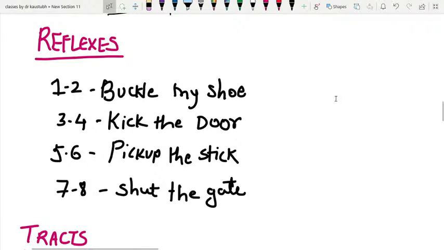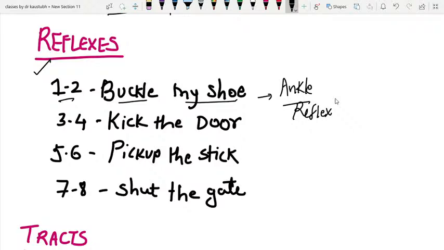Now let's come to the reflexes. Now many times we get confused that what is the root value of this reflex, what is the root value of that reflex. So this is a very simple mnemonic to remember the reflexes root value. Okay, now the mnemonic is very simple. 1, 2, buckle my shoe. When you are buckling the shoe, at which joint are you working on? You are working at ankle jerk, right? Ankle joint. So this talks about ankle reflex. The ankle reflex, it is S1, S2.